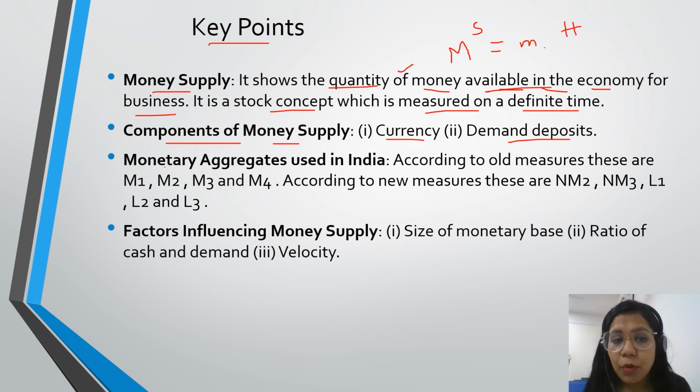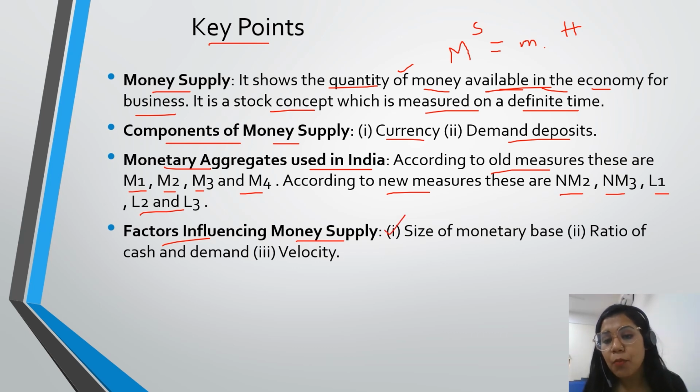Now what were the monetary aggregates used in India? So according to the old measures, they were M1, M2, M3 and M4. But according to the new measures, there were monetary and liquidity aggregates. They were NM2, NM3, L1, L2 and L3. Now what were the factors which influence this money supply? So we just read these factors. One is the size of the monetary base. Second is the ratio of the cash and demand. And third is your velocity.